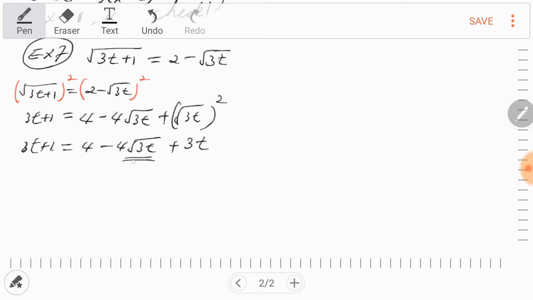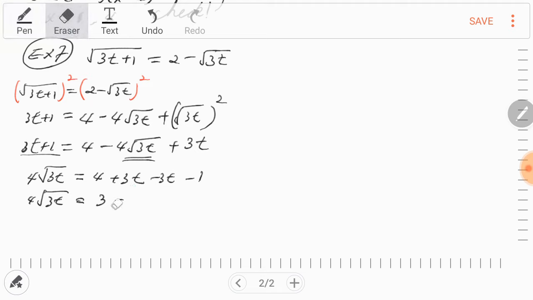So move this one to the left, and it will be 4 square root of 3t. And then move 3t to the other side, so 4 plus 3t, right? And then move these two to the right: minus 3t minus 1. Then 4 square root of 3t equals 4 minus 1, which is 3. And then 3t minus 3t is 0. So we have 3. So what do we do next?